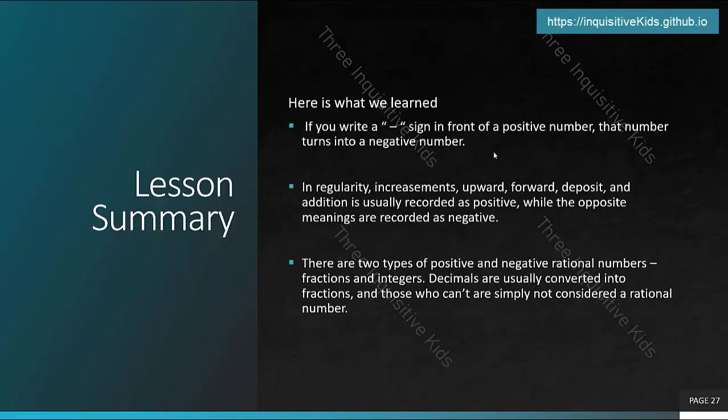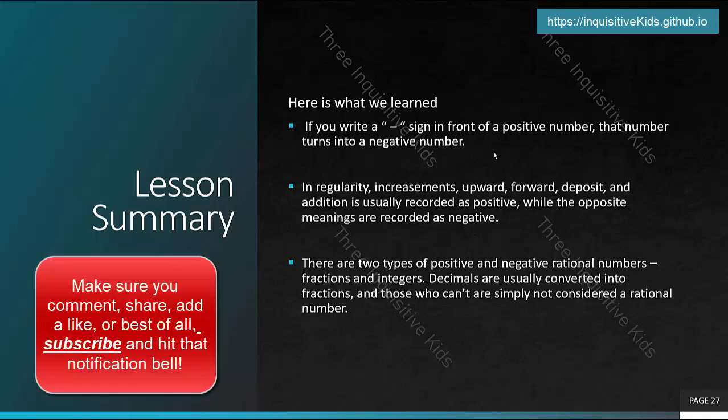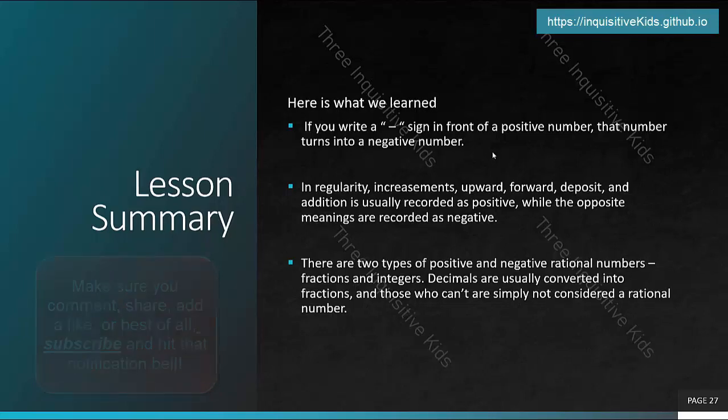Lesson summary. Here is what we learned. If you write a negative sign in front of a positive number, that number turns into a negative number. Regularity: increase, upward, forward, deposit, and addition are usually recorded as positive, while the opposite meanings are recorded as negative. There are 2 types of rational numbers, fractions and integers. Decimals are usually converted into fractions, and those that can't are not considered rational numbers.